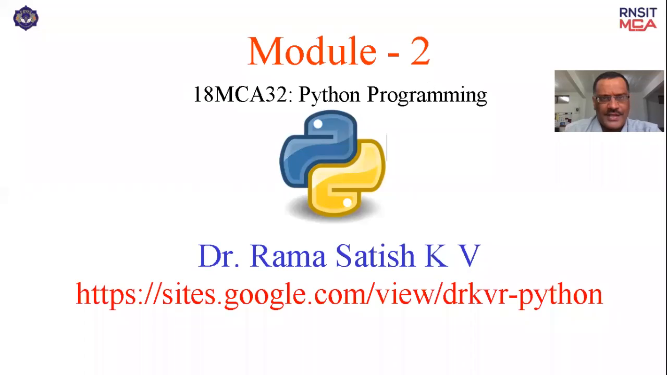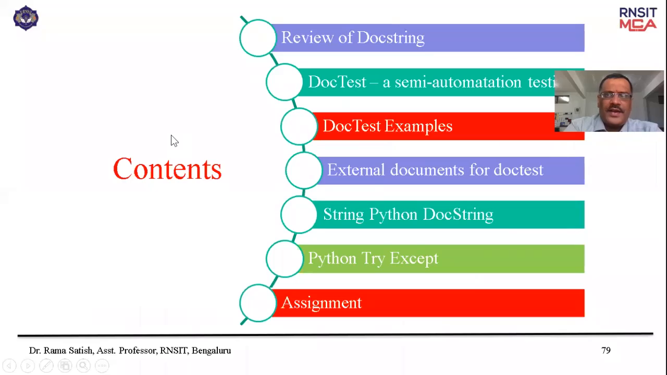The agenda for today's class is about doctest and doctest examples, how exactly external documents can be supplied to doctest. Finally, we'll discuss Python try exception. Here it is called try exception. In Java, it is try catch. Just try exception. We'll also discuss user-defined exceptions, how to define and use them. That's the content of today's discussion, and at the end of the class, I'll give the assignment.